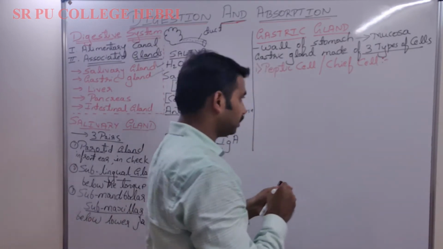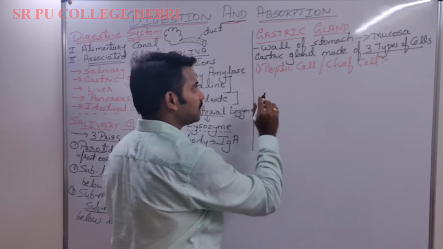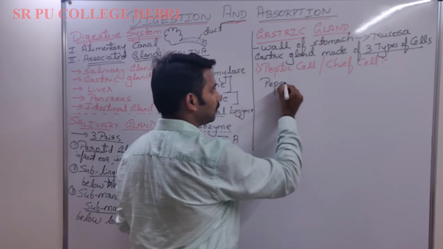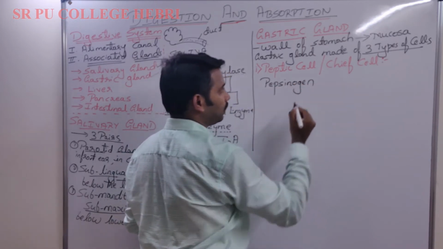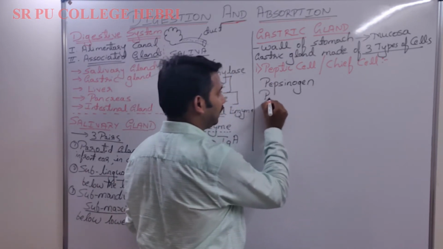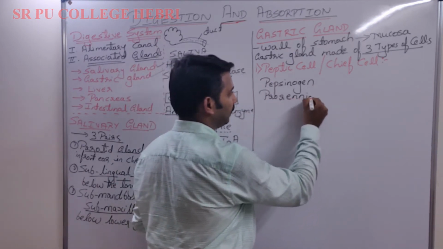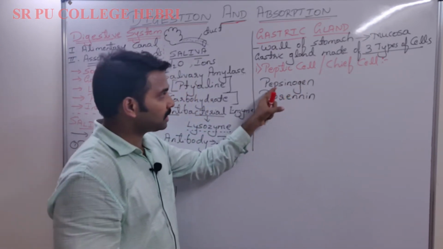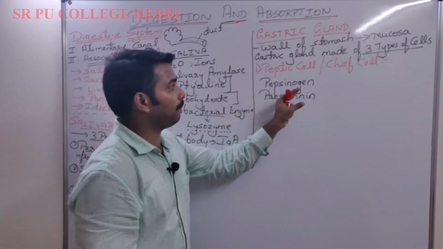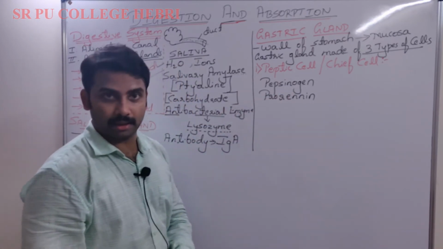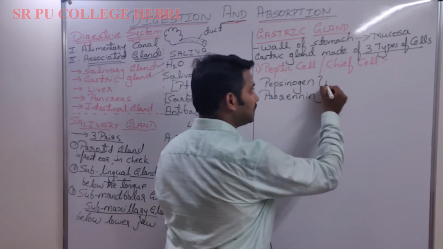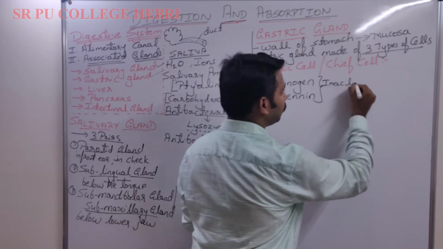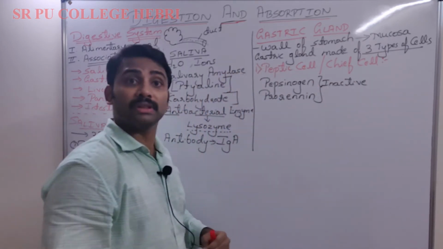What is its function? This peptic cell produces 2 types of enzymes. I hope you can recall, what is that? Pepsinogen, and another one is prorenin. I repeat, peptic cell or alias chief cell produces 2 types of enzyme. Number 1, pepsinogen, number 2, prorenin. Remember, these 2 enzymes at the time of release from these cells are in which condition? Inactive. They are not active.